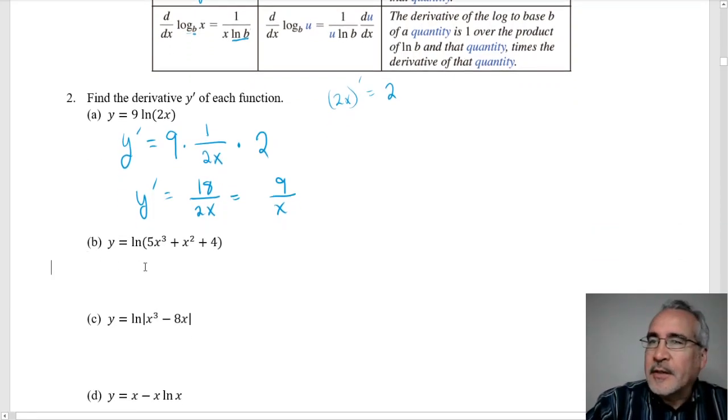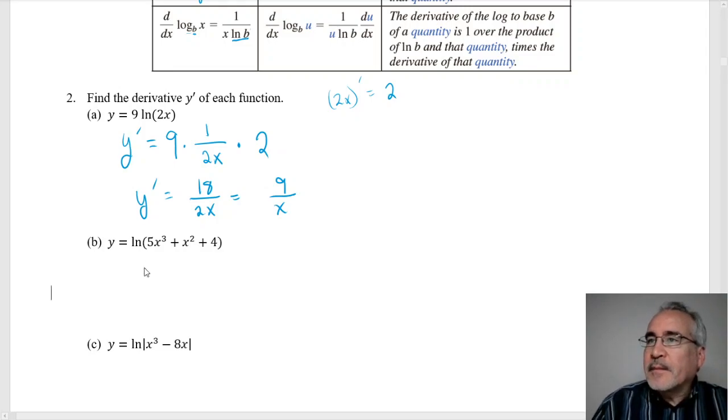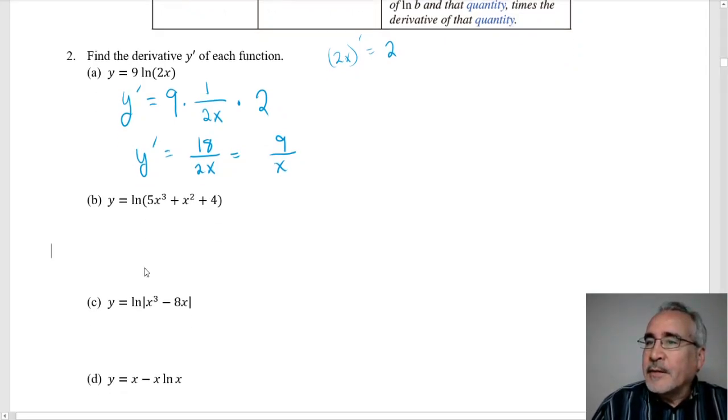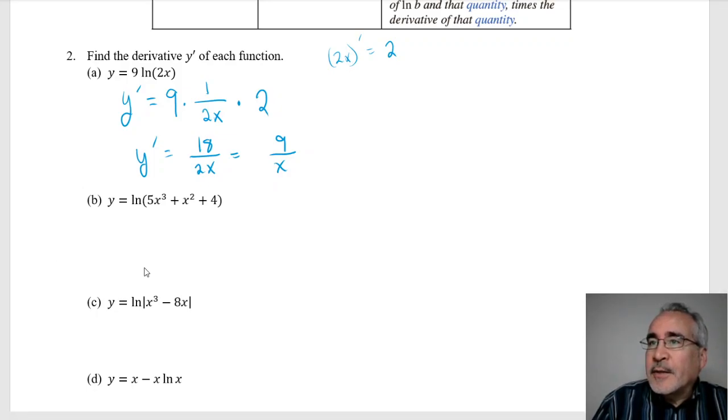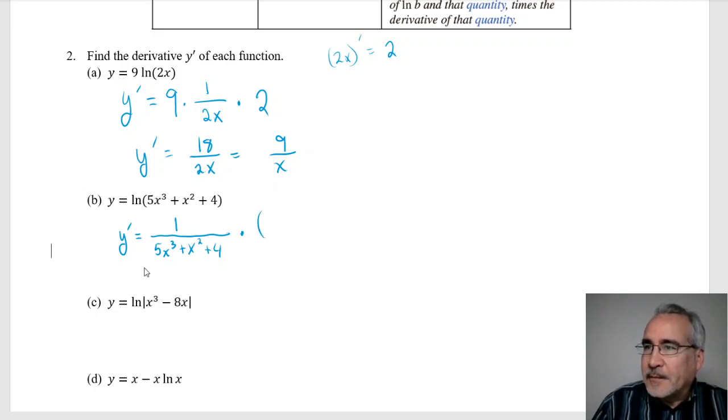Got about 4 of these to do, and I think they're all natural logs. So when we take the derivative of this one, again, natural log of stuff is 1 over stuff. That's what it is. Now, using the chain rule, we multiply by the derivative of the stuff.